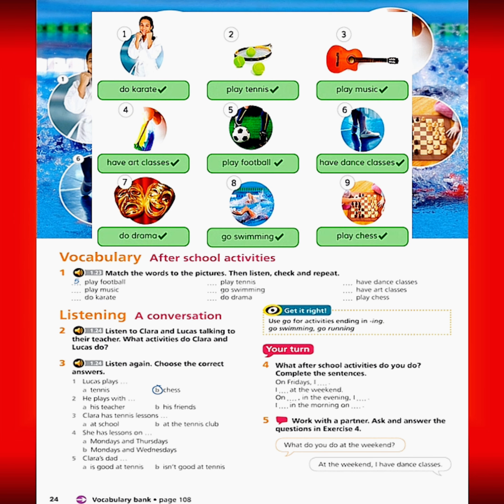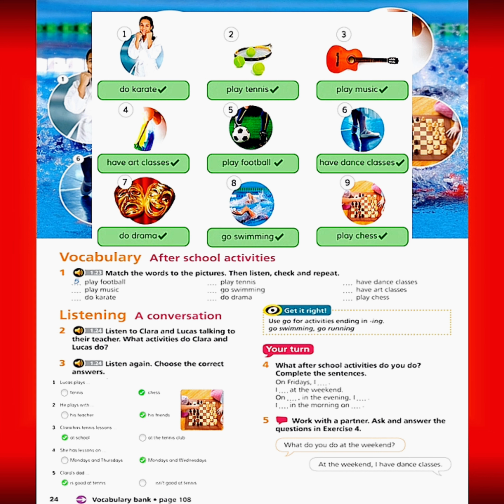Section 3. Now choose the correct answers. Pause until you have done this exercise, then continue for corrections. Get it right. Use go for activities ending in ing. Go swimming, go running.